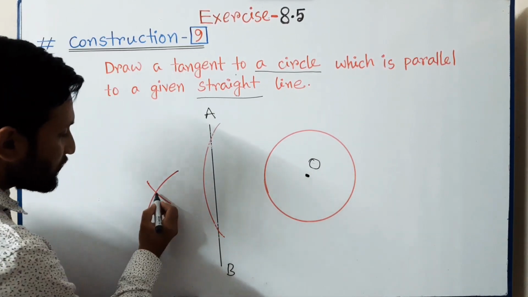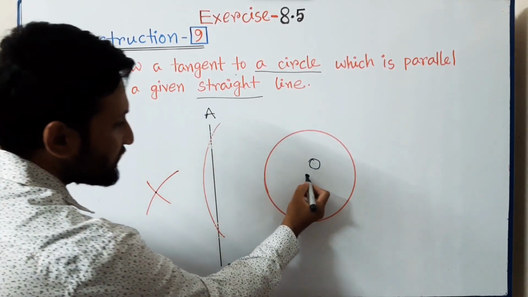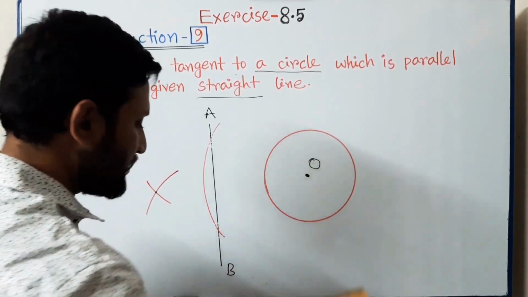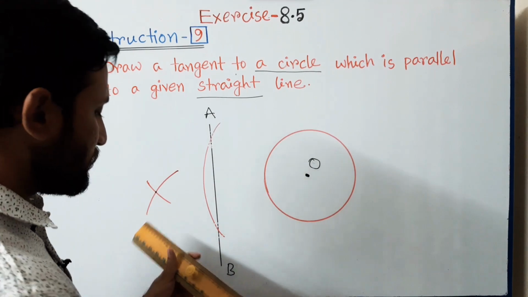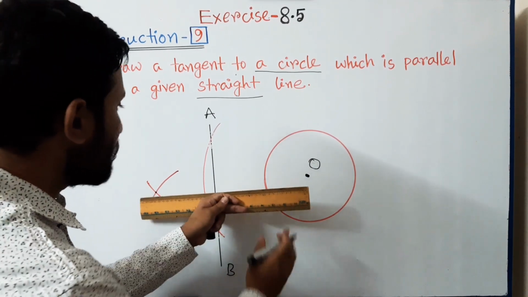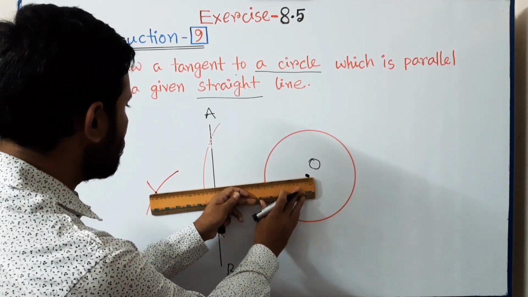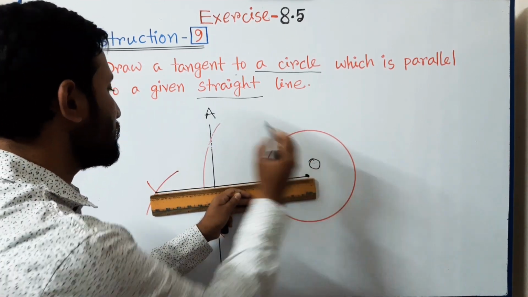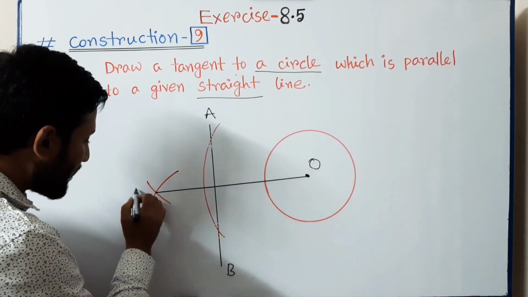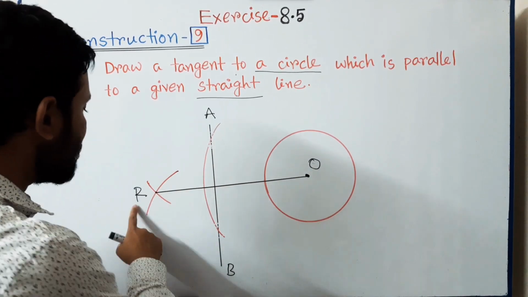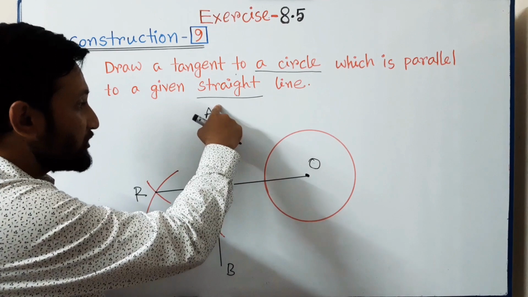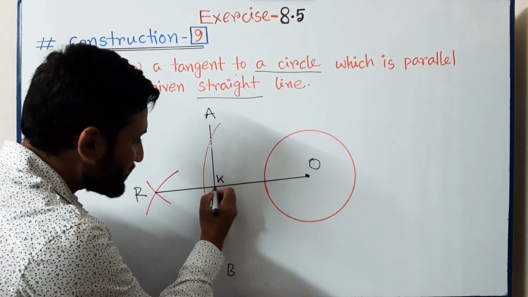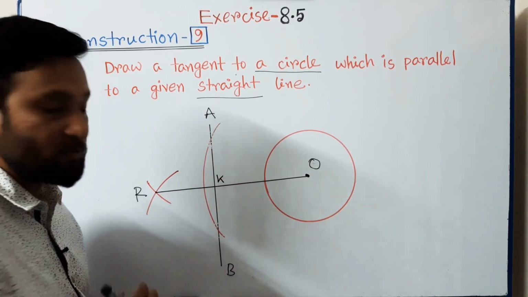Now join this intersecting point and the center of this circle by the scale. Mention this is the point R. So we can say that OR is perpendicular on the straight line AB. Mention this is the point K. So this is the perpendicular point on the straight line AB.